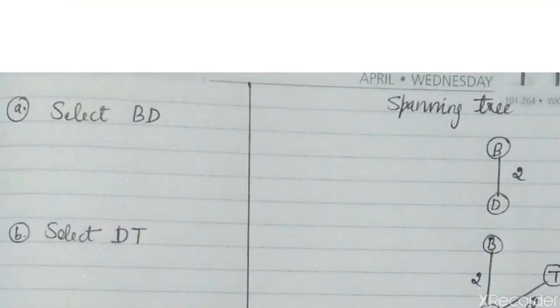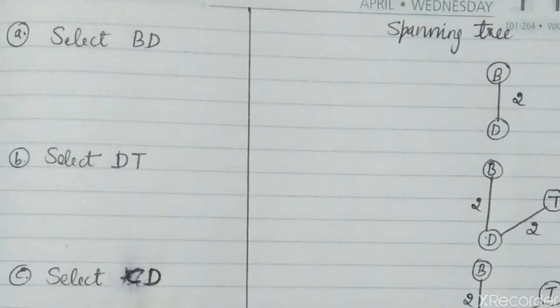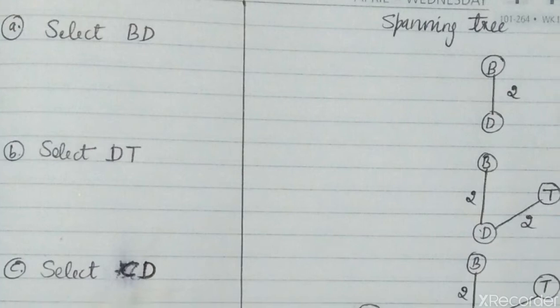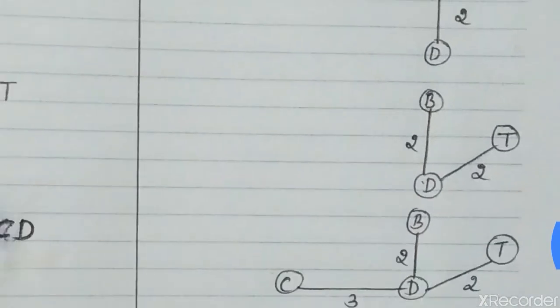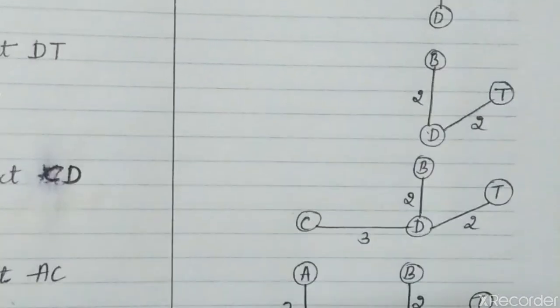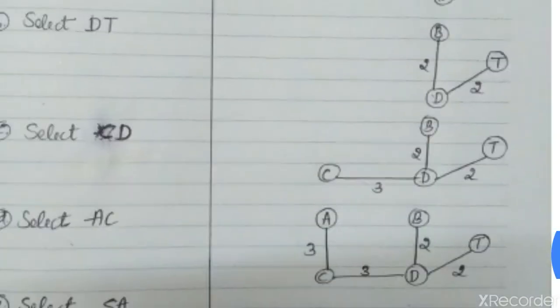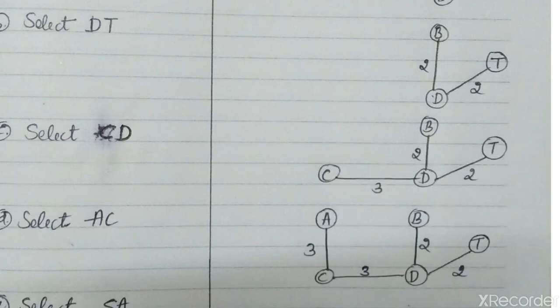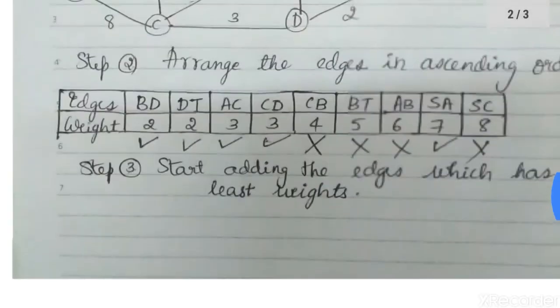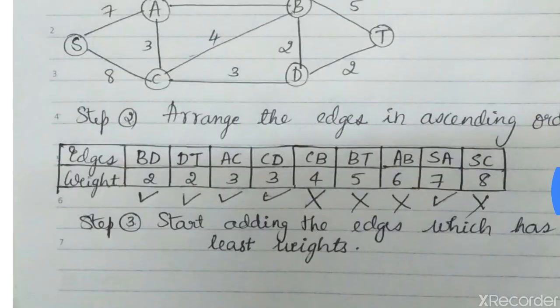Next you select DT. After selecting DT, this will be the respective spanning tree. In the third step you select CD. Then you get this particular tree, and you should also check whether it is forming a cycle or not. So till now we have not encountered any cycle. So BD is selected, DT is selected, CD is selected.